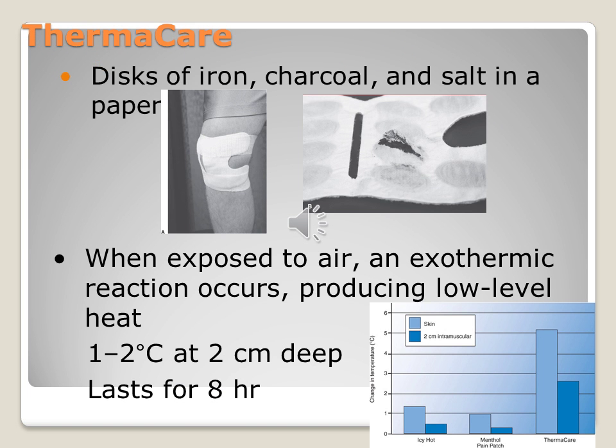A form of portable heat that can be utilized, and they're pretty effective, are, for instance, the Thermacare hot packs that you can buy at most drugstores. Essentially, they're made up of iron, charcoal, and salt, in a little paper wrap conformed to all different body parts. When they get exposed to air, a reaction occurs and it produces a very low level of heat.